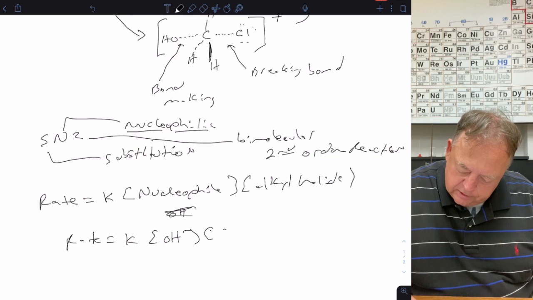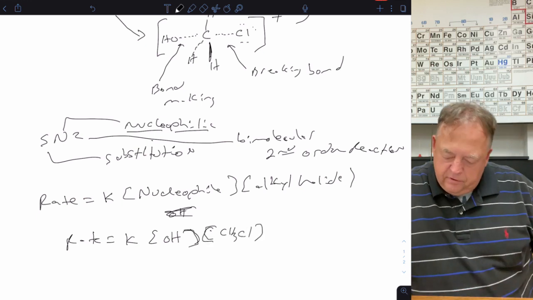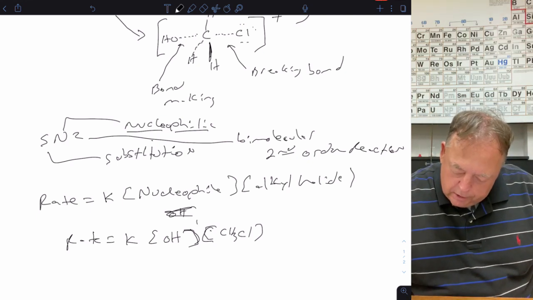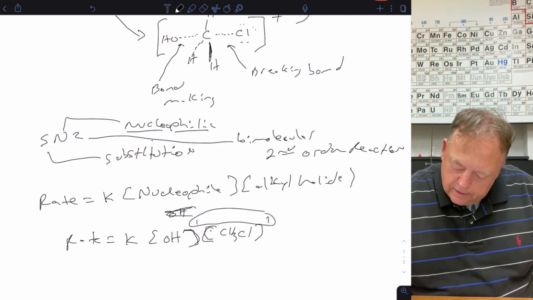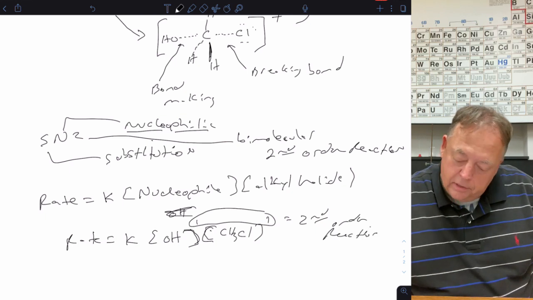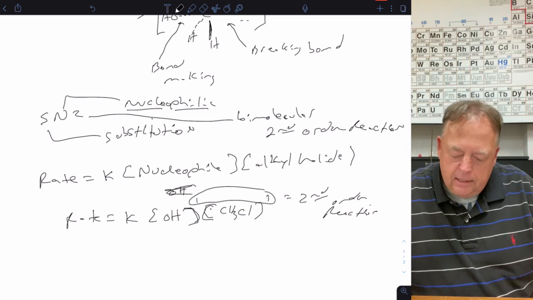And so in this case, it's CH3Cl. If you remember rate laws from General Chemistry 2, the exponents here are 1 and 1. If you sum those exponents up, it's a second order reaction. So a bimolecular reaction depends on two things: the nucleophile and the halide.